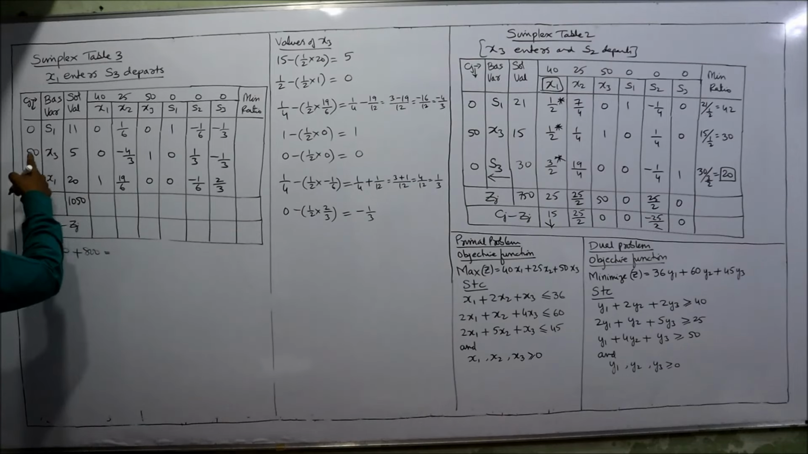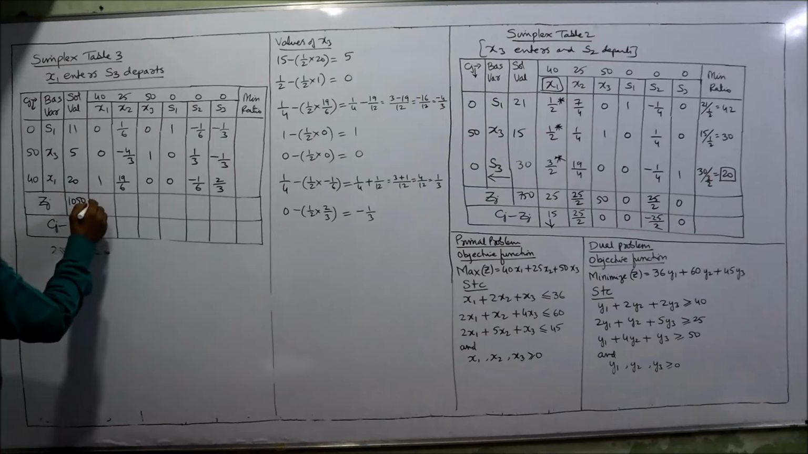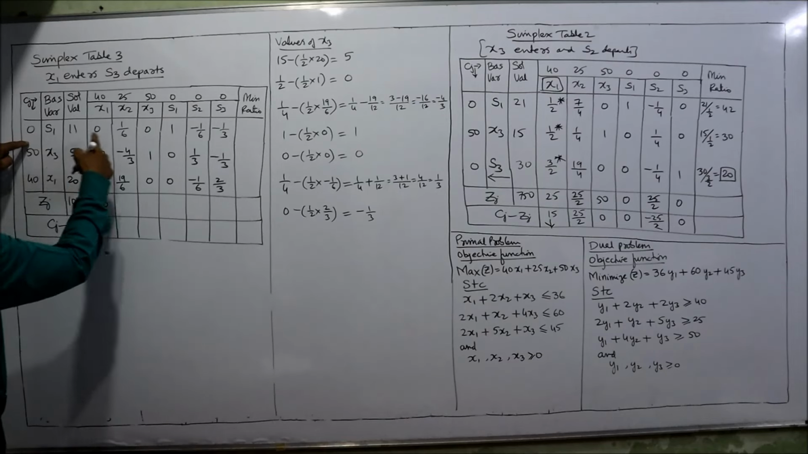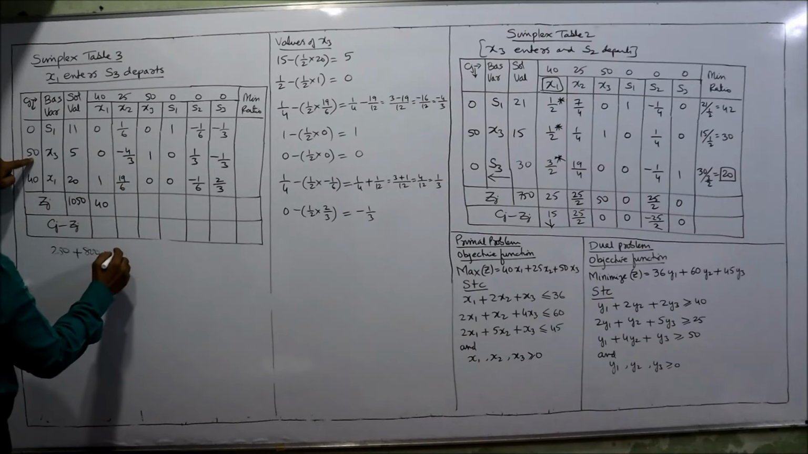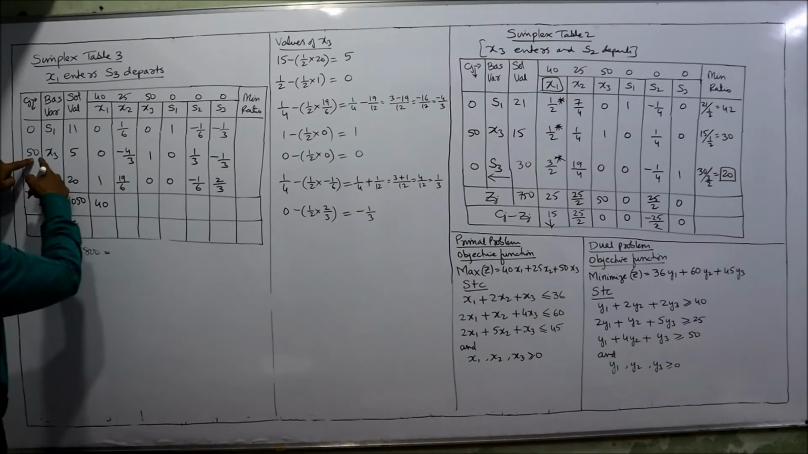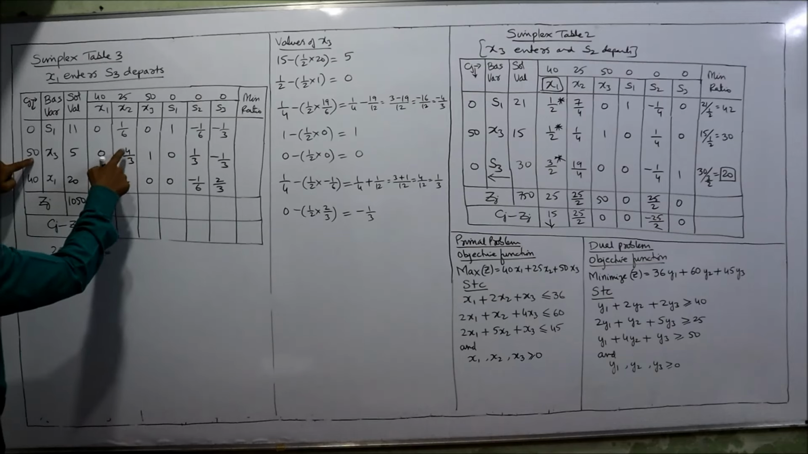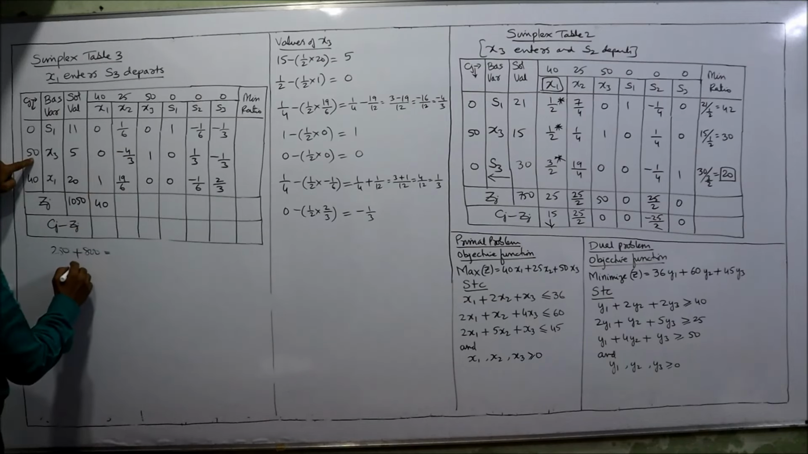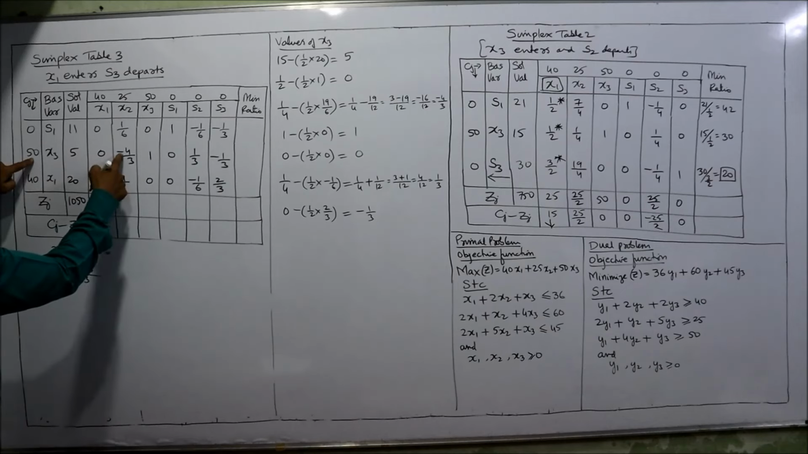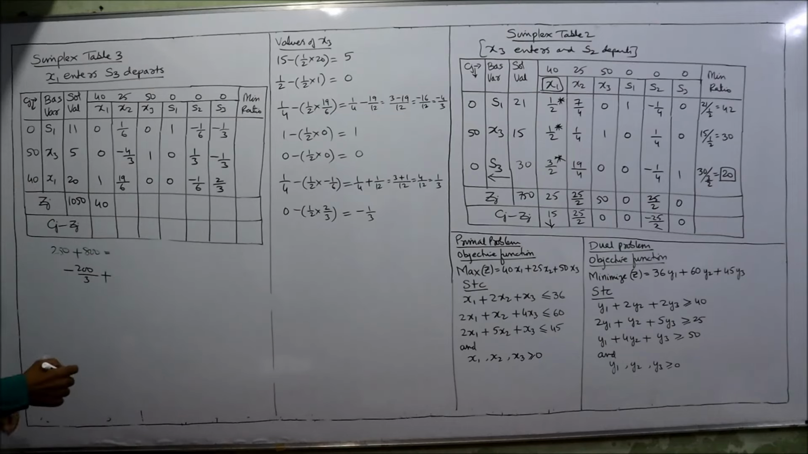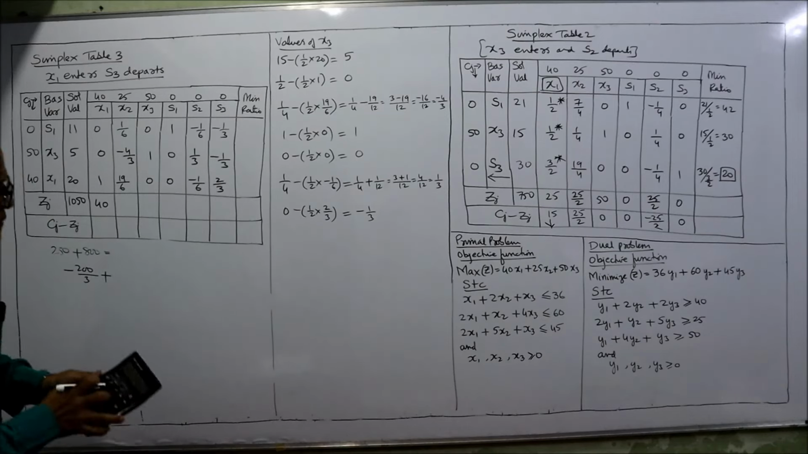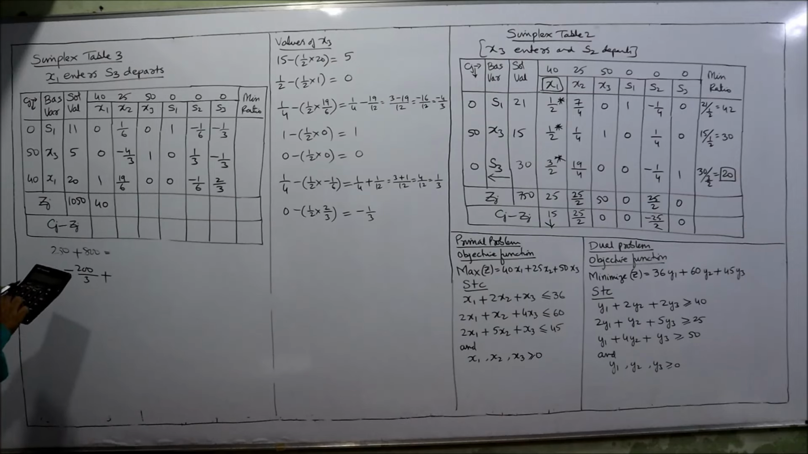Here 0 into 0 is 0, 50 into 0 is 0, 40 into 1 is 40. Here 0 into 1 by 6 is 0, 50 into minus 4 by 3. So it will become minus 50 into 4, 4 5s are 20, 200 divided by 3. Minus 200 divided by 3 plus 40 into 19 by 6. 40 into 19 is equal to 760.